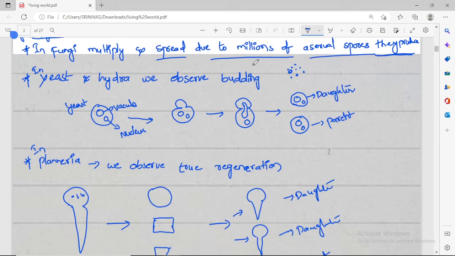In yeast and hydra, what happened? This is the structure of yeast. This is the vacuole and this is the nucleus. We observe the budding process. Budding means it forms a bud-like structure. In that bud-like structure, the nucleus and vacuole transfer into the bud and it forms a new daughter one. In yeast and hydra, this budding process is used to reproduce.